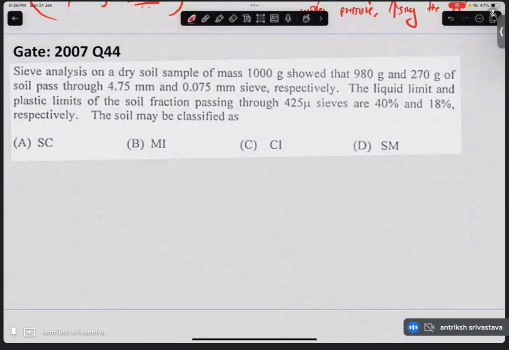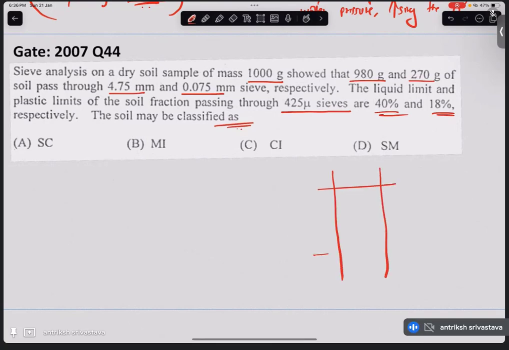Sieve analysis on a dry soil sample of mass 1000 gram shows that 980 grams and 270 grams of soil pass through 4.75 mm and 0.075 mm sieve respectively. The liquid limit and plastic limit of the soil fraction passing through 425 micrometers sieve are 40% and 18% respectively. The soil may be classified as what? So let us draw the question.